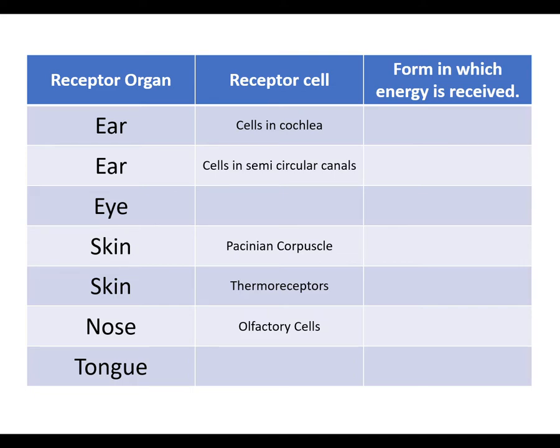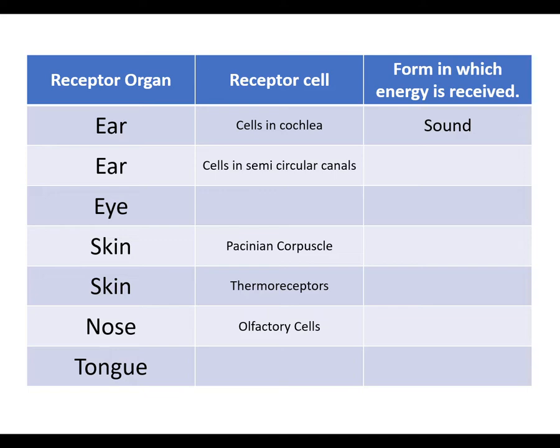So we've got the ear. In your cochlea, in your ear, which looks a bit like a snail shell, if you remember that from lower down the school, there are cells that are very responsive to the vibrations from sound energy. So the energy comes in as sound energy. There are hairs in the cochlea that vibrate based on the vibrations of the sound. That then gets converted into an electrical impulse and taken to the brain.